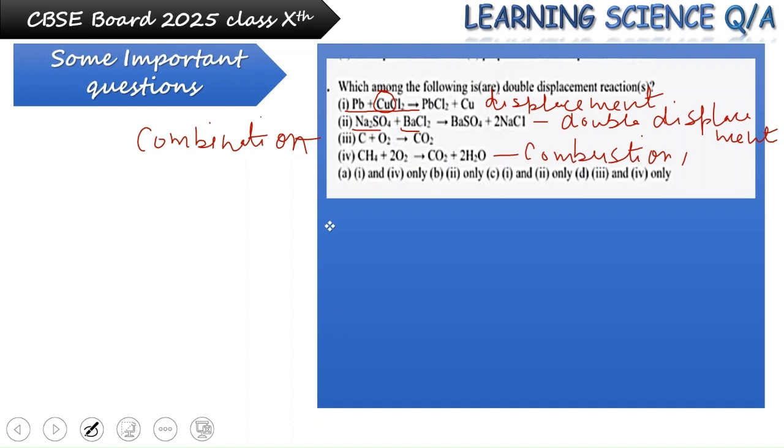So our right answer here is only the second is the example of double displacement reaction, and from the options we have B, which says second only is the example of double displacement reaction.